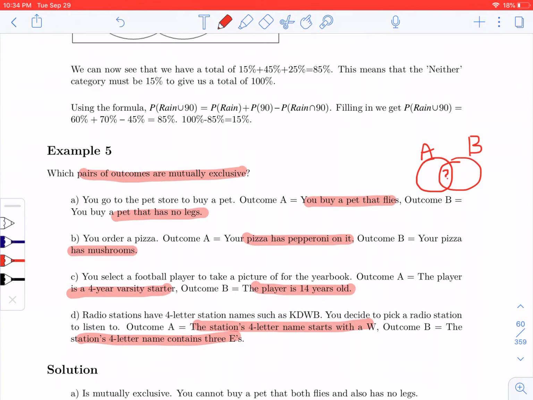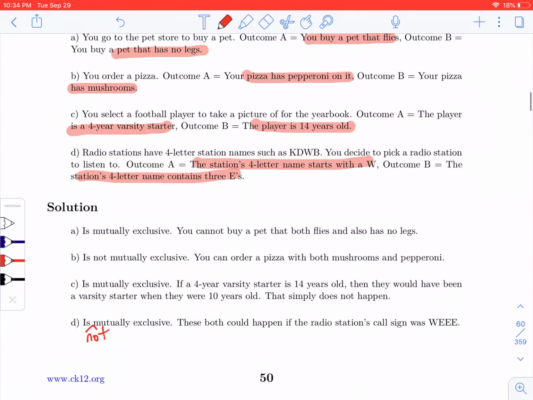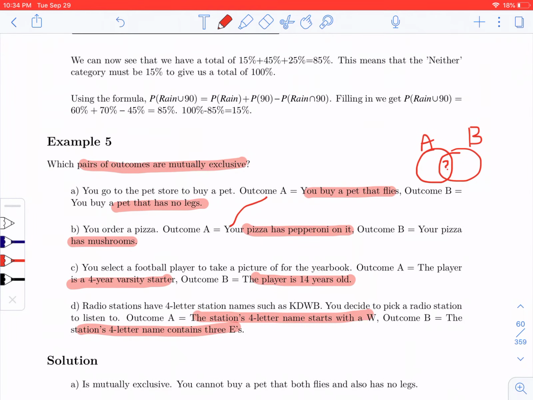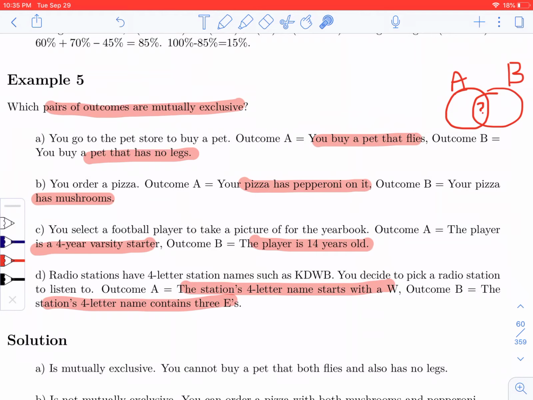Now, let's look at just some phrases and be able to tell, is this mutually exclusive or is this not? Okay, we got one more example, example 6, once we go through these phrases. So let's say you go to the pet store, you buy a pet that flies. Or, option B, you buy a pet that has no legs. Is there overlap? Pet that flies, no legs. Clearly there's no overlap here.